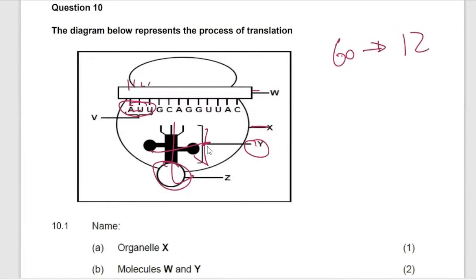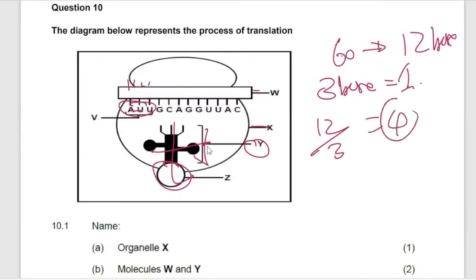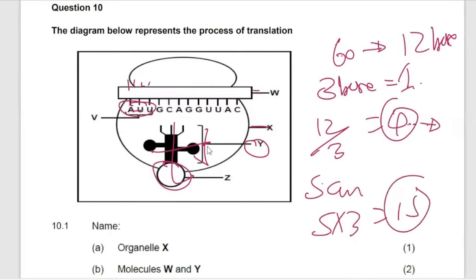in 12 bases. So remember, 3 bases is equal to 1 codon. So it means that 12 divided by 3 makes 4 codons. How many amino acids in the 4 codons? It's going to be 4 because each codon codes for 1 amino acid. How many bases code for 5 amino acids? Remember, each amino acid is coded by 3 bases. So 5 times 3 gives me 15. You understand? So you have to know how to interpret that.